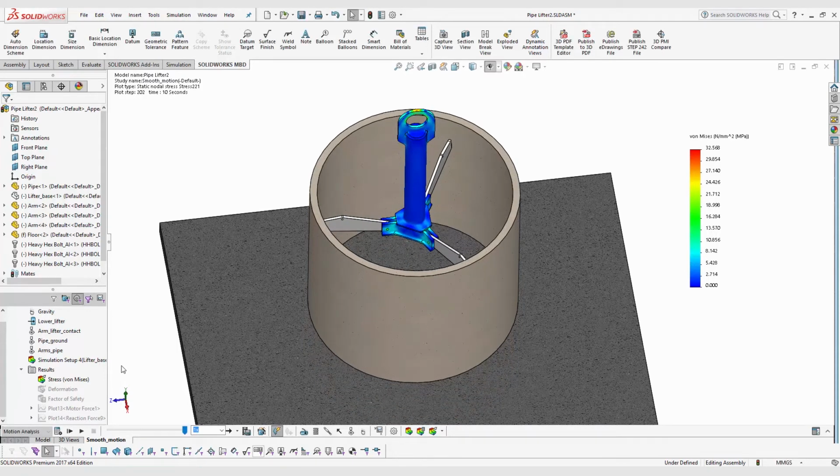We can also see how much the component is going to deform and determine if these values are within acceptable limits. Finally, simulation can help us determine how much our design is overbuilt by giving us the factor of safety of the design. We can see that our lifter mechanism is quite overbuilt since its lowest factor of safety is 7, meaning that we could reduce the cost of our design by removing material and still ensure the design is safe.